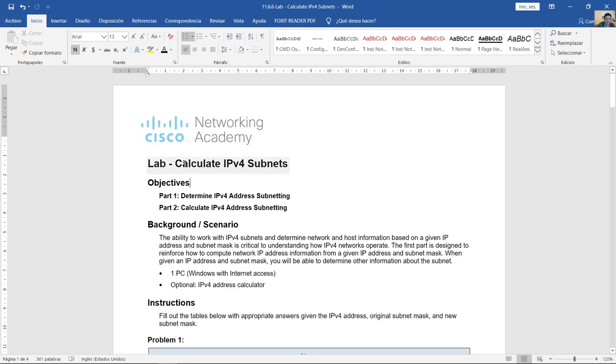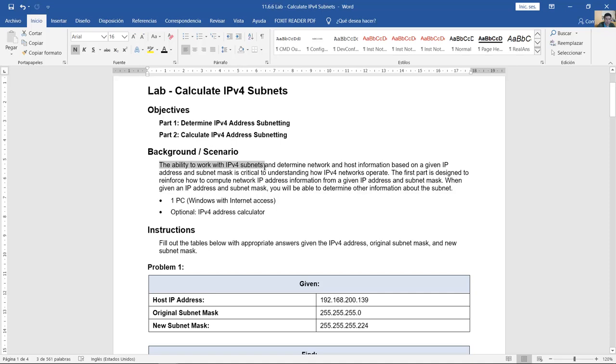Calculate IPv4 subnets. The ability to work with IPv4 subnets and determine network and host information based on a given IP address and subnet mask is critical to understanding how IPv4 networks operate.